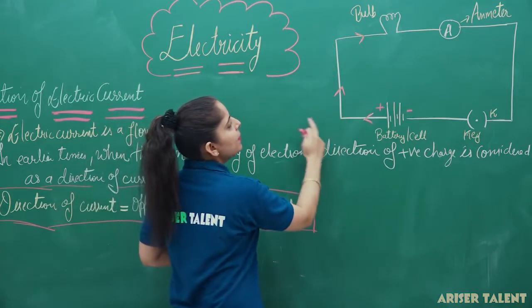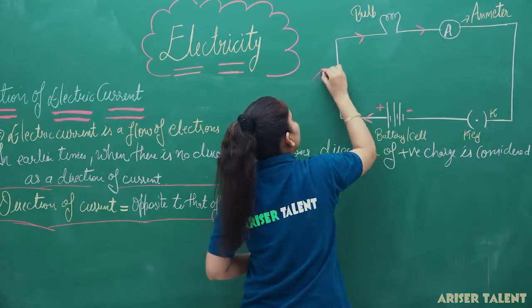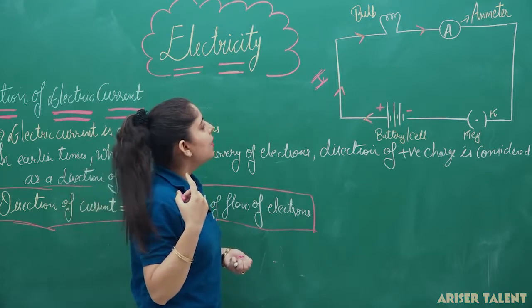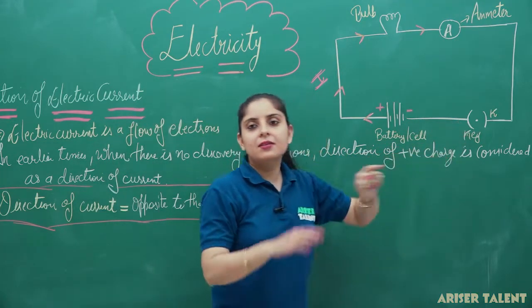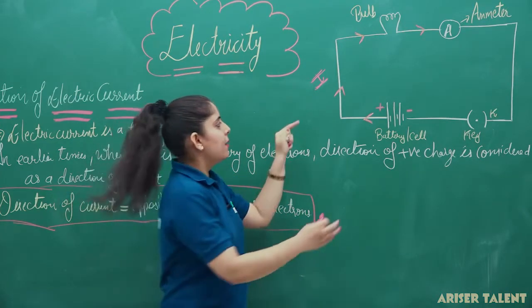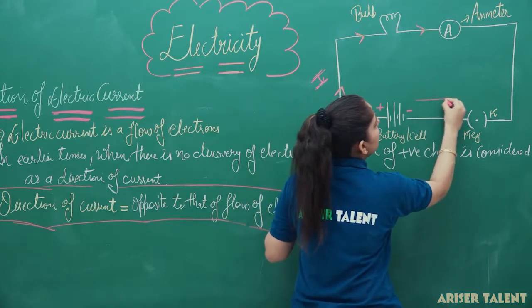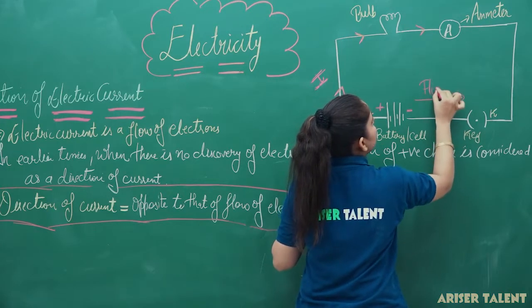So this will be the direction of our current, and the current will be denoted by the symbol I that we have described earlier. So as soon as the key is pressed, the circuit is complete. The electrons will flow from here. This is the direction of the current we have. So the direction of electrons will be from here. This is the flow of electrons.